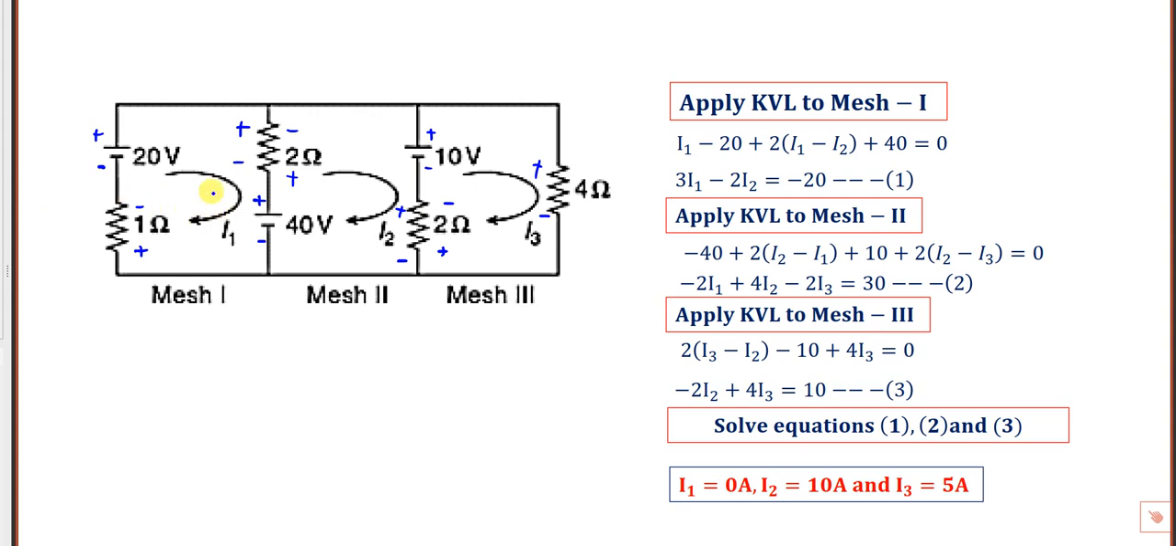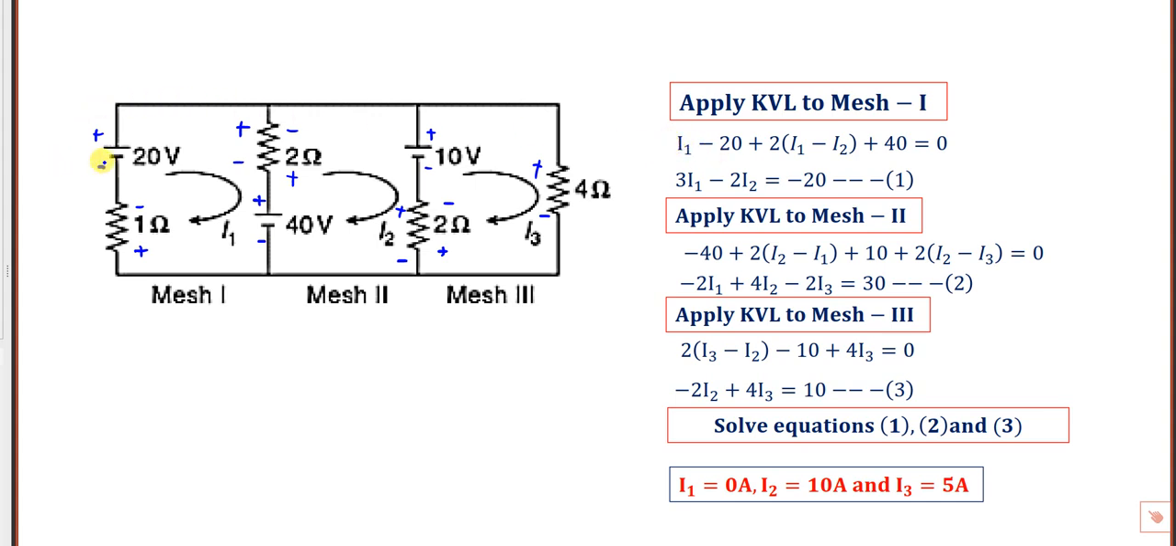Now apply KVL for mesh 1. Start from 1. This 1 is at the edge. This is first plus, first plus 1 into only I1. 1 I1. This is 1 I1. 1 you can write, otherwise you leave it.